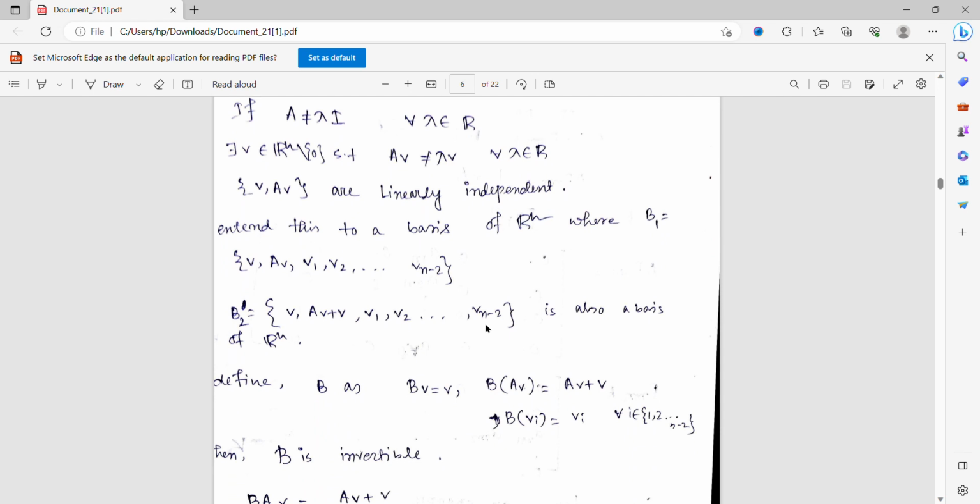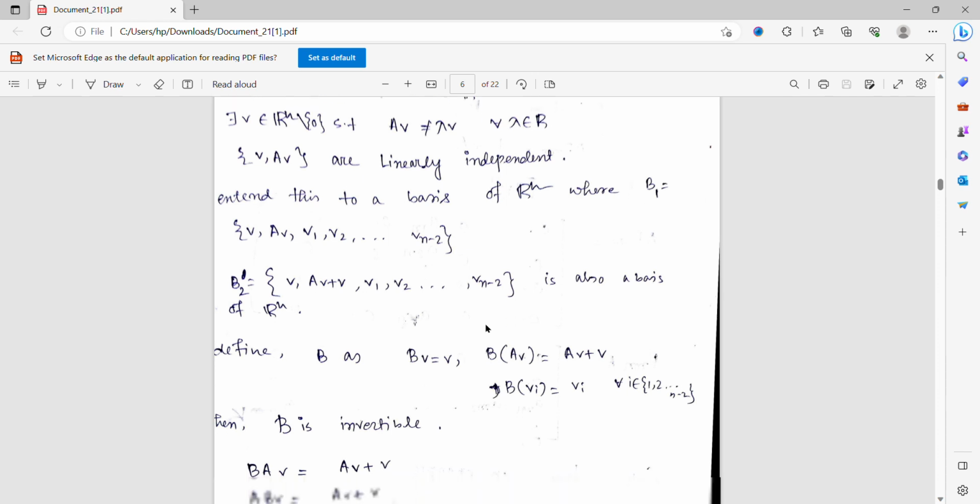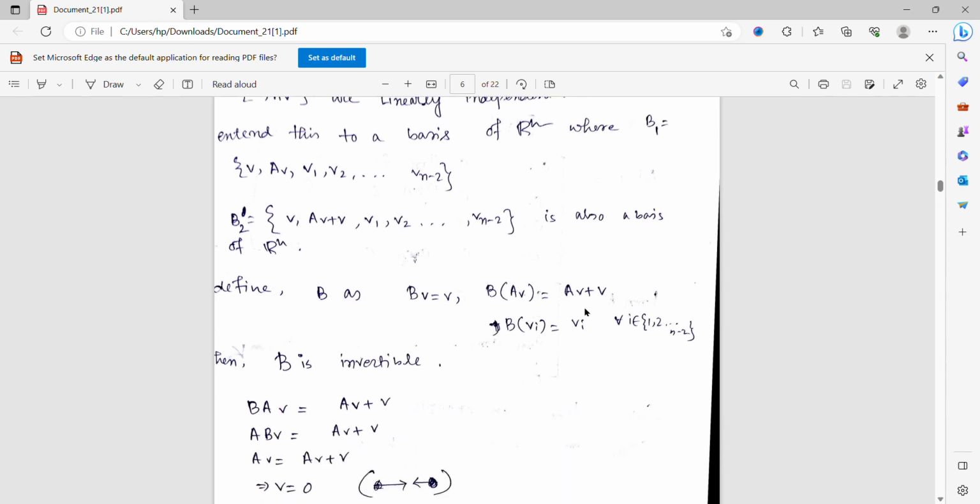Since it maps each linearly independent vector to a linearly independent vector, I mean it maps a basis to another basis, so definitely B is invertible. Now observe that B of AV is basically AV plus V. Now it is given that A commutes with all invertible matrices, right? So AB equals BA. So if BAV equals AB plus B, then I can write BA as AB. So ABV equals AB plus B.